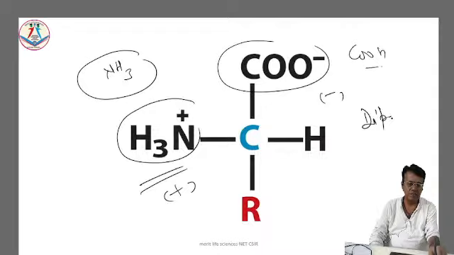Okay. So now you can remember if there is no charge, no charge means the amino acid has both plus and minus charge. And the pH at which this happens is called the zwitterion pH, right? So zwitterion means they have NH3+ and COO-. Okay. Got the idea?